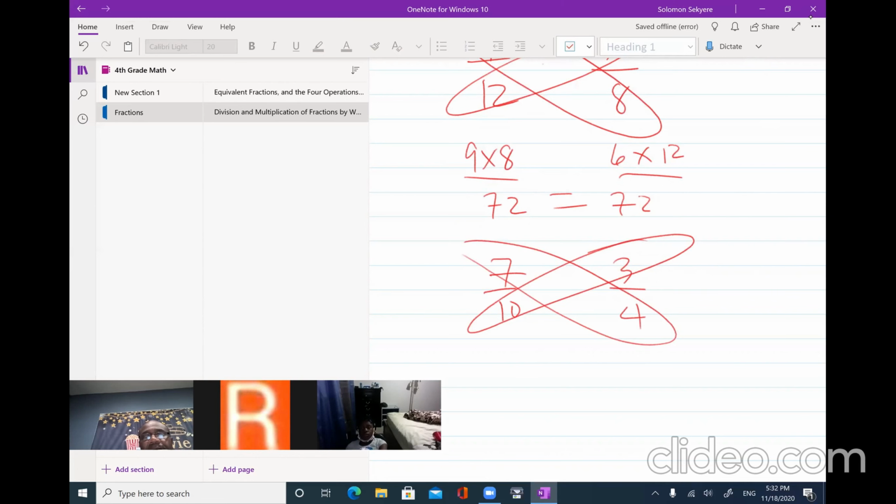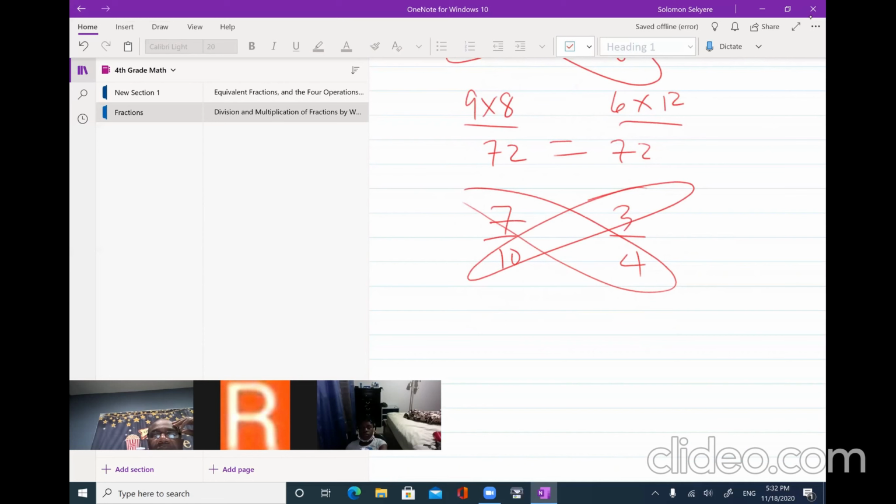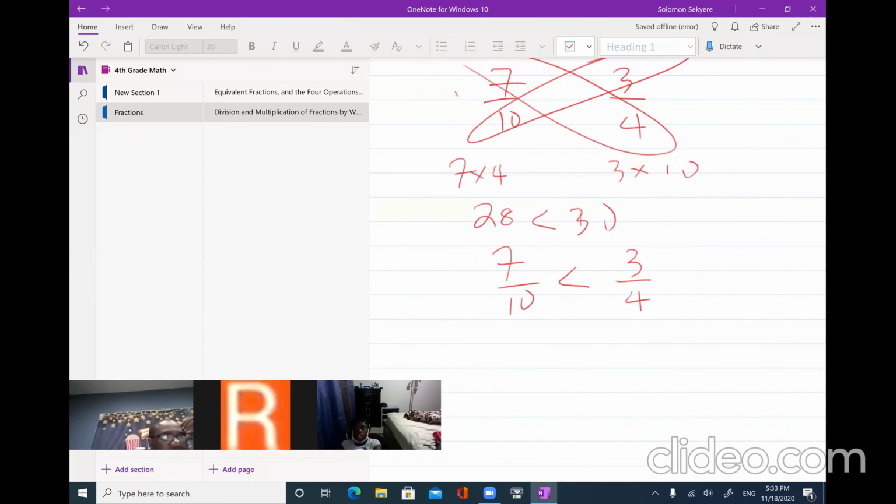No. What do you do? I said multiply these two. 7 times 4. Keep it. So 3 times 10. Keep it. 30 is bigger than 28. So you write 28 is less than 30. 7/10 is less than what? 3/4, right? 3/4 is the champion.